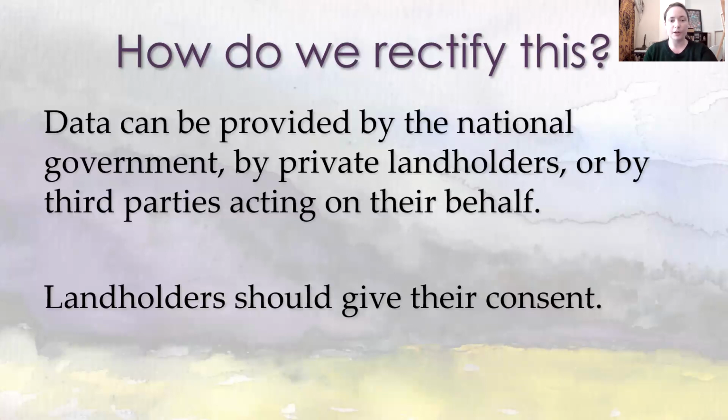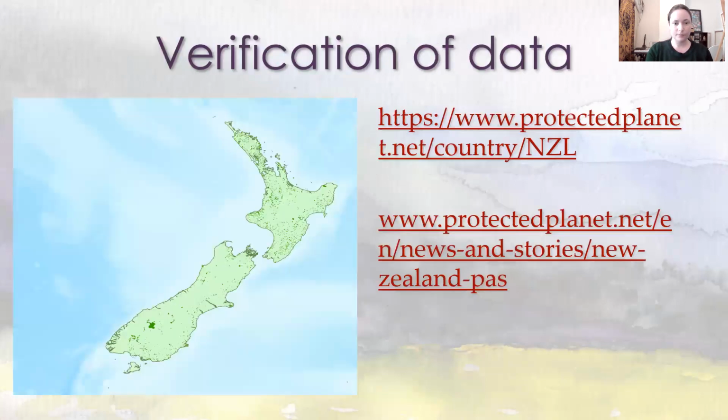Data can be provided by the national government, by private landholders, or by third parties acting on their behalf. In all of these cases, data should only be provided once the landholders have given their consent. Data from non-government sources goes through an additional verification process. A verification process supported by experts is currently under development. But at the moment, the most straightforward option is for the relevant national government to verify the data.